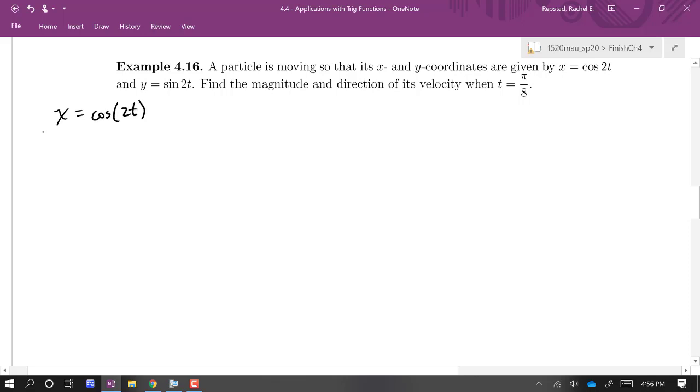So if x is equal to cosine 2t, we're going to differentiate. We're going to find dx dt. This is negative 2 sine 2t. Right, the derivative of cosine is negative sine. We need that factor of 2. That comes from the chain rule. And now we found dx dt so that we could get the x component. So vx is going to be what we get when we plug in t equals pi over 8.